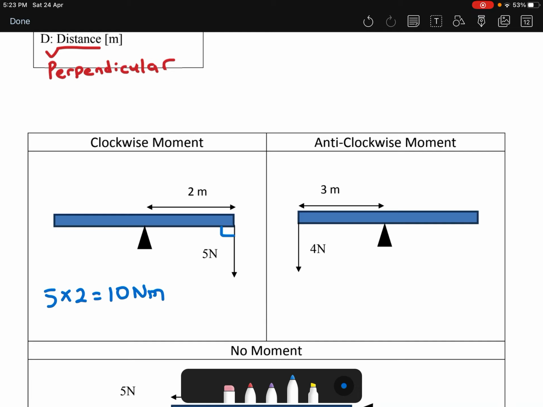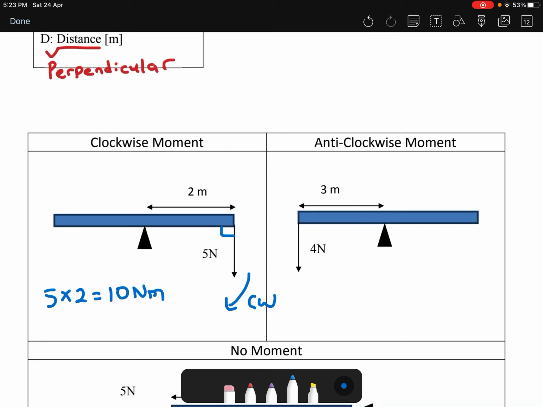Alright, and of course we must state the direction because it's rotating, right? So I must state the direction of the rotation. So if you see, this is a clockwise direction. So what about the second diagram?